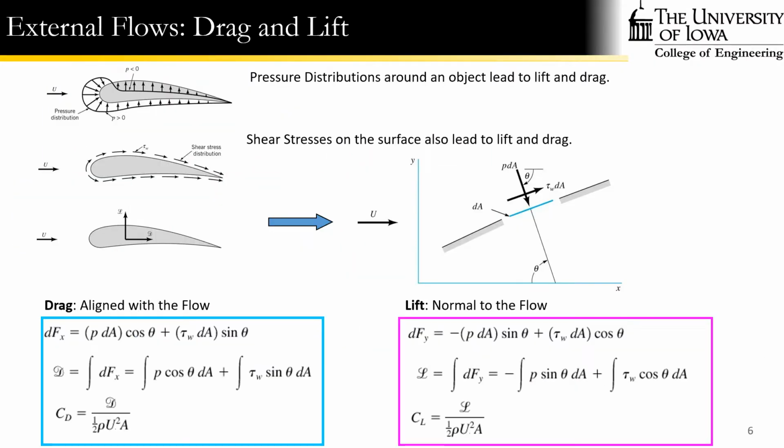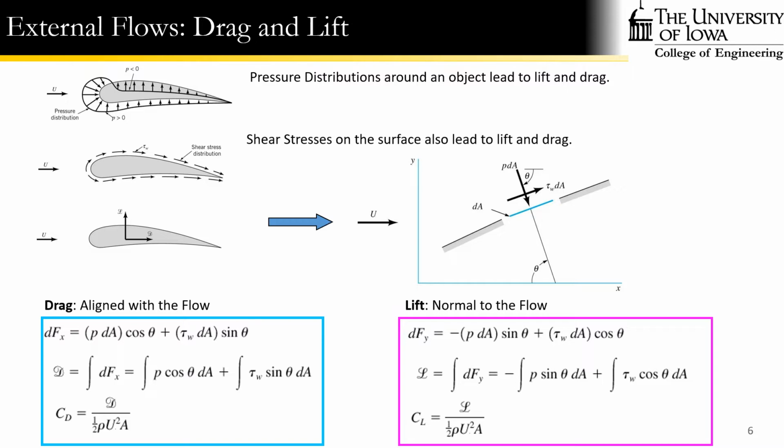So a quick little recap, right? Lift and drag. At this point, we've said that flow around an object has two ways that it can interact with that object: through the pressure distribution shown on top, which can be positive, negative, right? It can either be pushing or pulling on the object, as well as by the tangential shear stress.